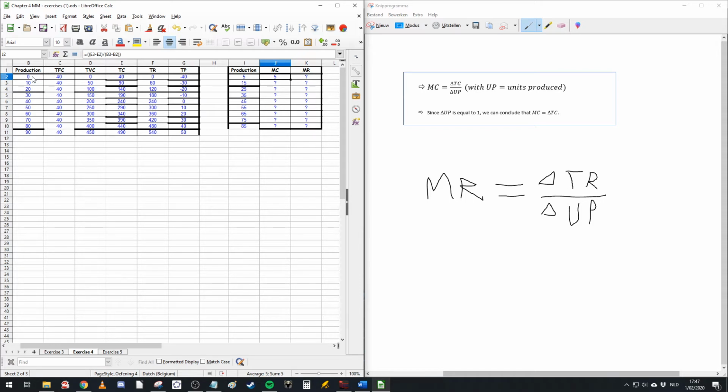Now, very important. Do not think that the change in units produced has something to do with this column over here. No, no, no, no. This column over here will only be used for a graph, for the graph with the marginal costs and revenue. So please do not use it for the calculation of MC and MR.